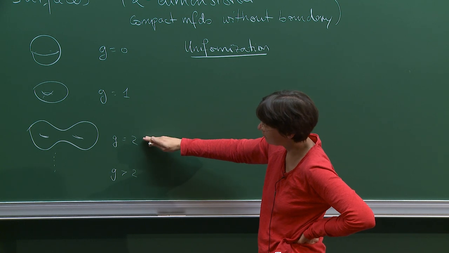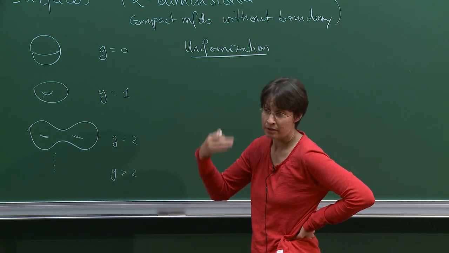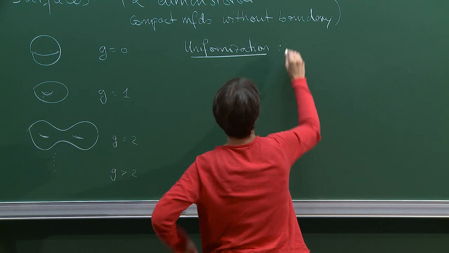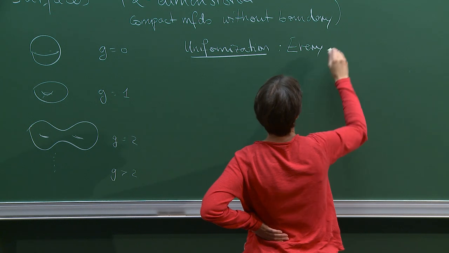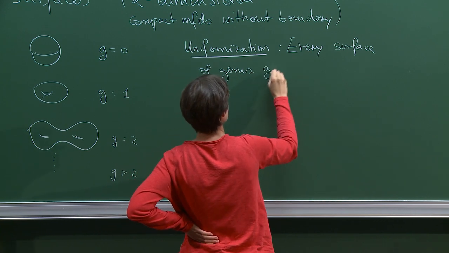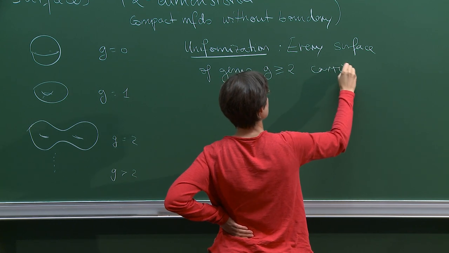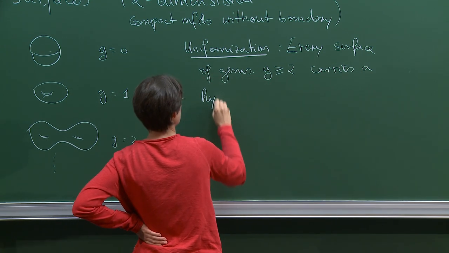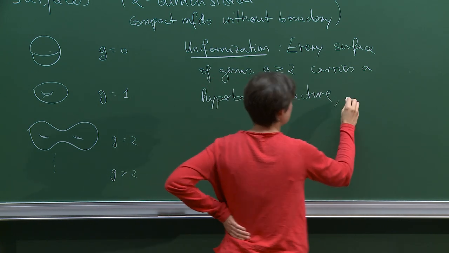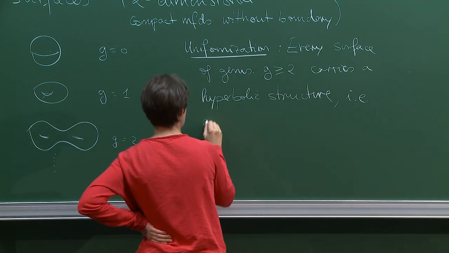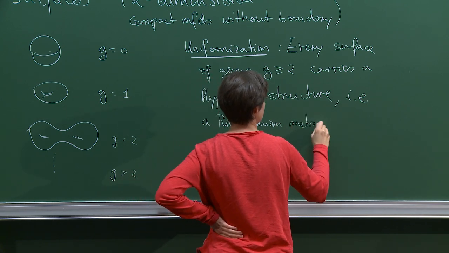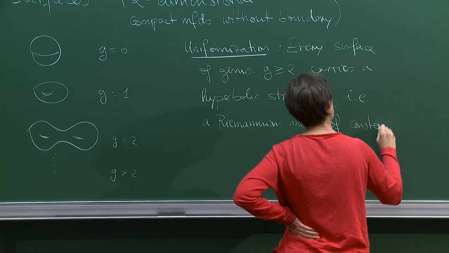And as soon as we have genus 2 or bigger, the structure we can put on the surface is a Riemannian metric of constant curvature minus 1. This will be the geometric structure we will look at in more detail. So every surface of genus g bigger or equal than 2 carries a hyperbolic structure, by which I mean a Riemannian metric of constant curvature equal to minus 1.